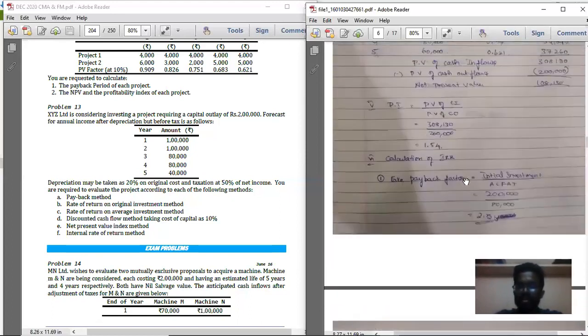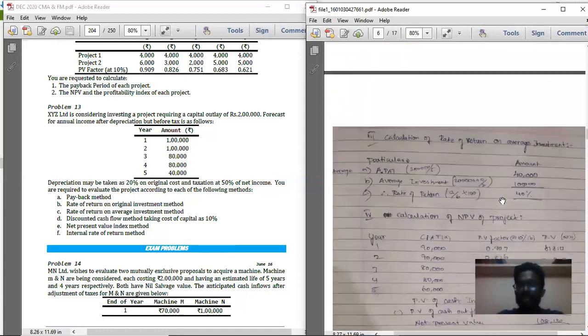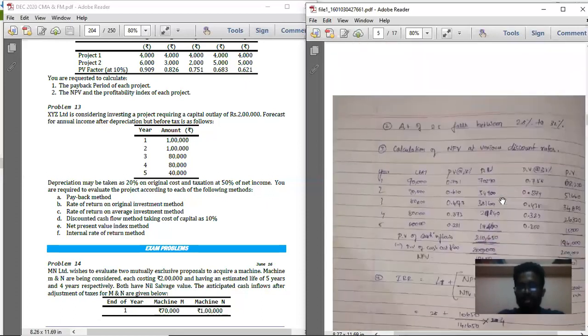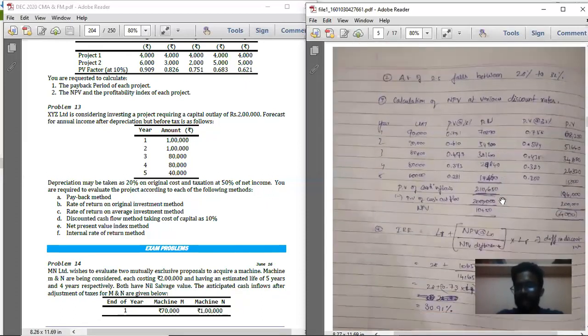So record, below that: is equal to 2 lakh divided by 80,000. Initial investment divided by average CFAT, 2 lakh divided by 80,000. You are getting 2.5. So the fake payback factor is nothing but 2.5. Using this fake payback factor, you can find the internal rate of return. So 2.5 is the fake payback factor.